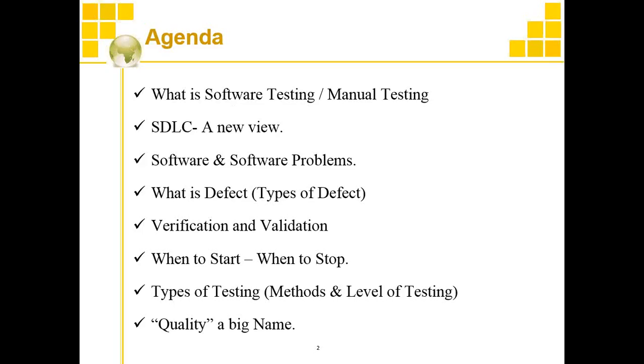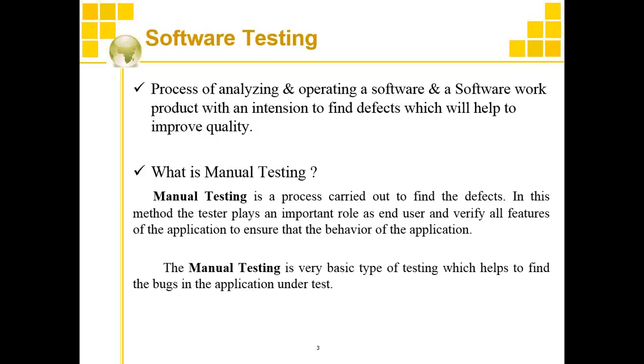Software testing is the process of analyzing and operating software and a software work product with the intention of finding defects, which will help to improve quality. Basically, the motive of the tester is to find as many defects as possible. That is the best performance a tester can give to the organization. The more defects he can find, the better he performs.